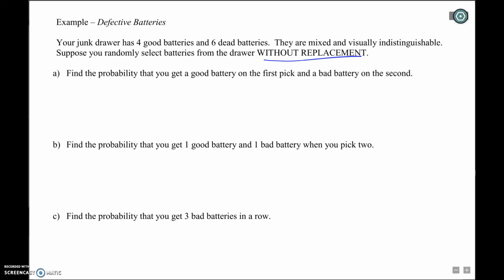So find the probability that you get a good battery on the first pick and a bad battery on the second pick. So the probability the first is good and the second is bad. An "and" is just the right word to use here. It's not an "or" problem, it's an "and" problem. So that's a multiplication rule.